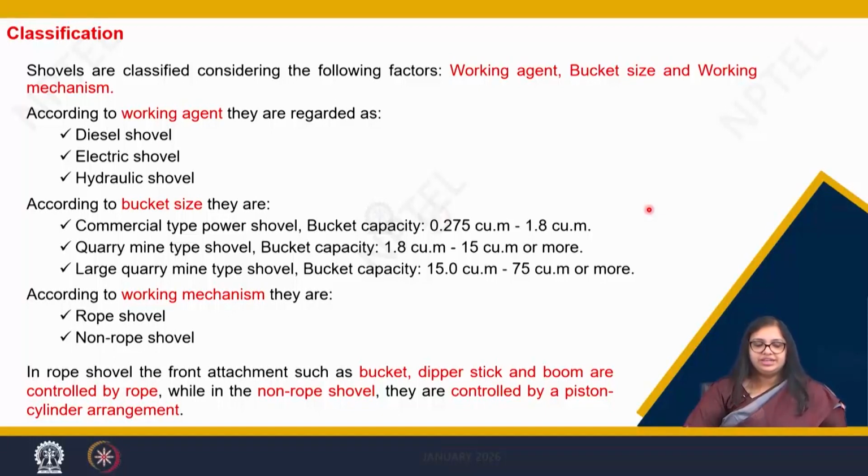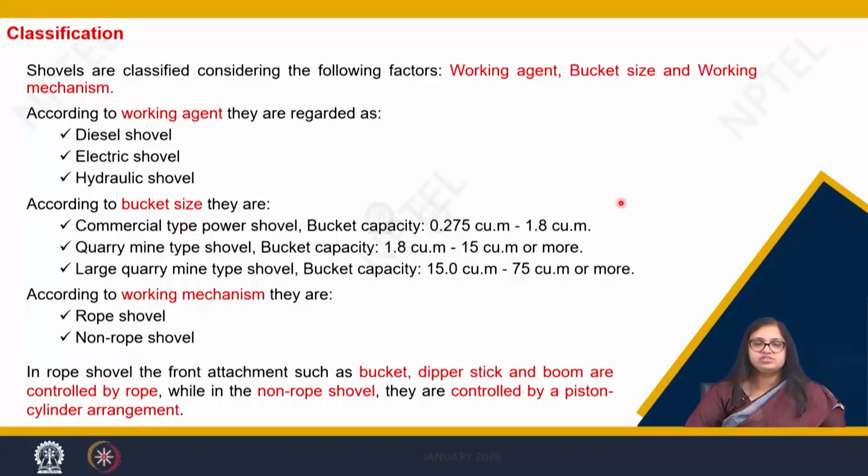So now coming to the classifications of a shovel. The shovels are classified based on various factors like the working agent, the bucket size, or the working mechanism. When we talk about the working agent, they can be a diesel shovel, where the power is supplied by a diesel engine, they can be an electric shovel where the power is applied by electric motors, or they can be hydraulic shovels.